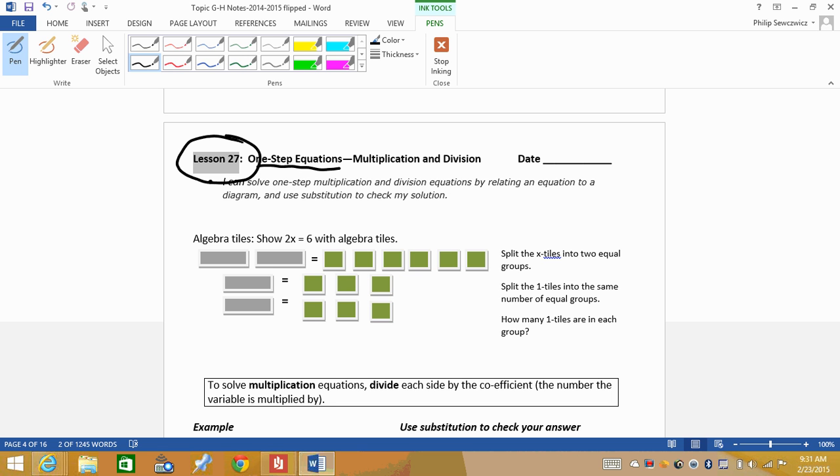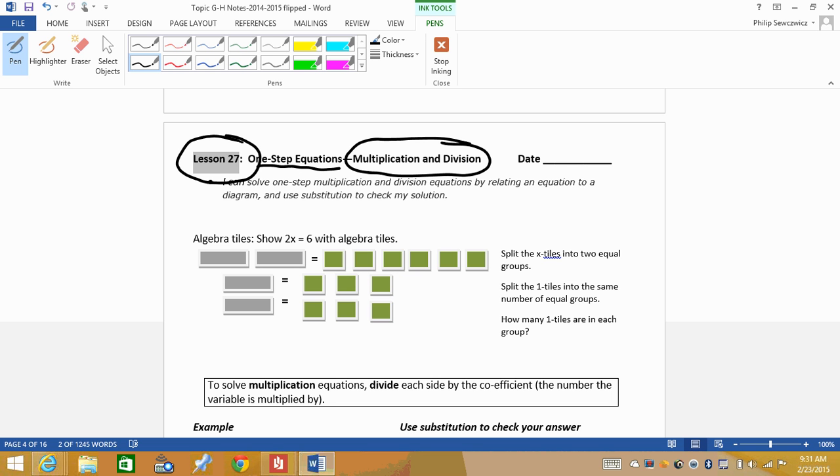Lesson 27. We got one-step equations, and this time, though, we are using our multiplication and our division. So remember from before, when we solve equations, the goal is to get just what x equals, or just what y equals, the variable all by itself. We want to figure out what the letter is. So to do that, it's all about undoing. So we do the opposites. So they're going to go visual here again.